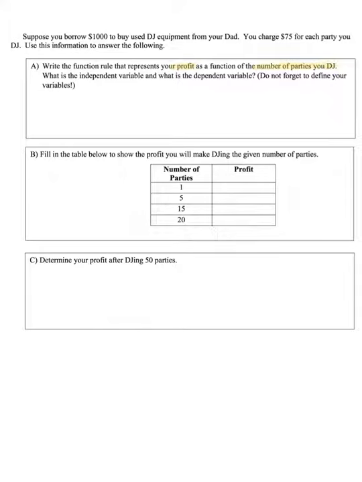So since these are the two pieces that they're asking us to write a function rule to represent, there are two unknown pieces, so they will represent our variables. If you think about it logically, we would use the number of parties that we've DJ'd in order to determine how much money we make. That means that our independent variable will represent our number of parties, so we'll just let n represent the number of parties. And since we're going to use the number of parties to determine our profit, we're going to let our dependent variable be profit.